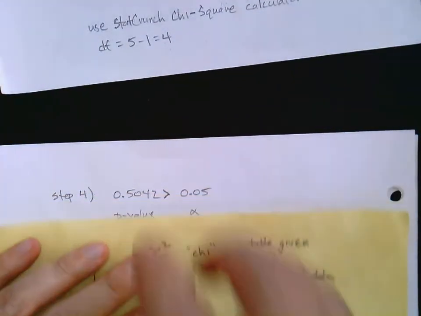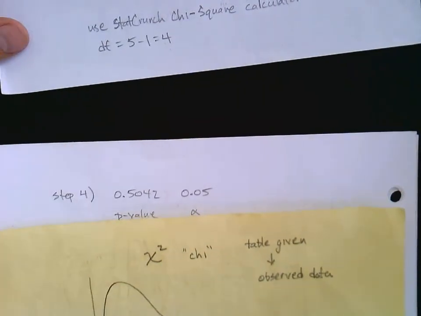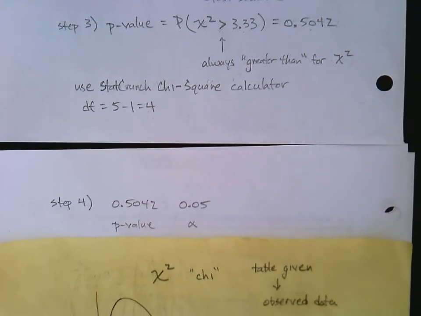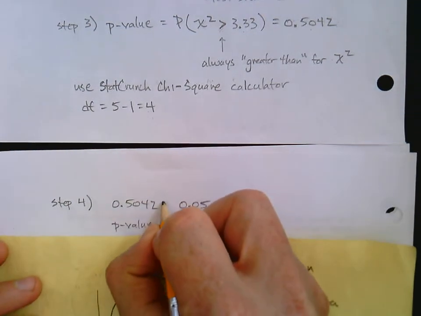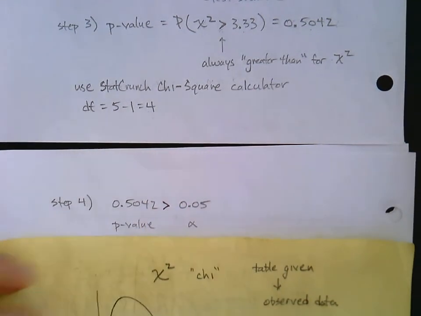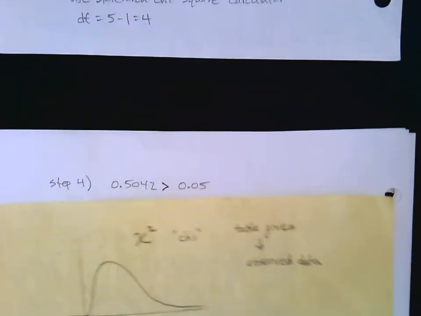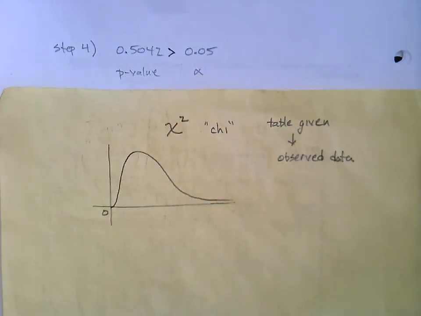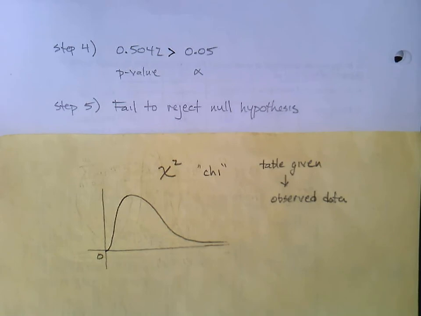Step 4 is to compare that p-value with the significance level alpha. They told us alpha in this problem is 0.05. Which one is bigger, 0.5042 or 0.05? Clearly the p-value is much bigger in this problem. Now if you remember, if your p-value is the bigger, does that mean you reject or fail to reject the null hypothesis? If the p-value is bigger, we fail to reject the null hypothesis.